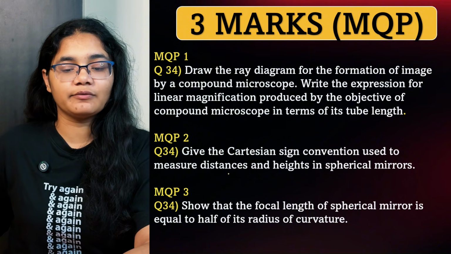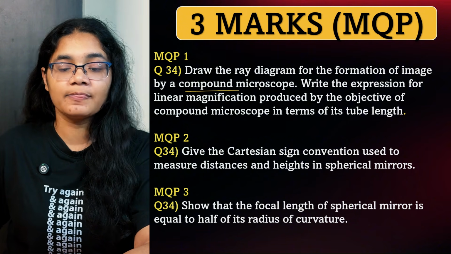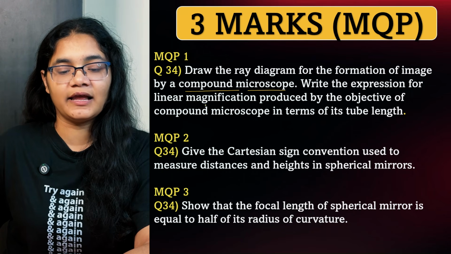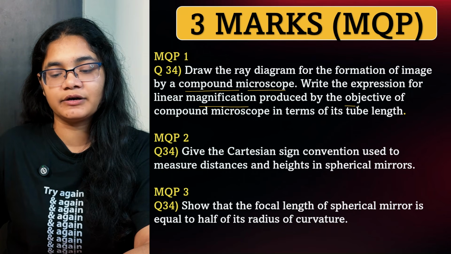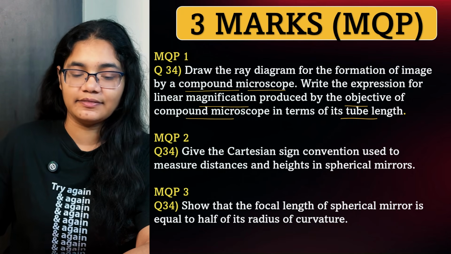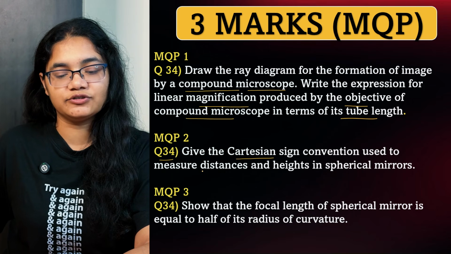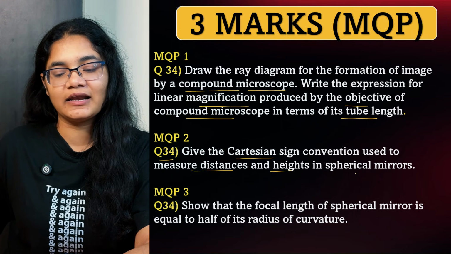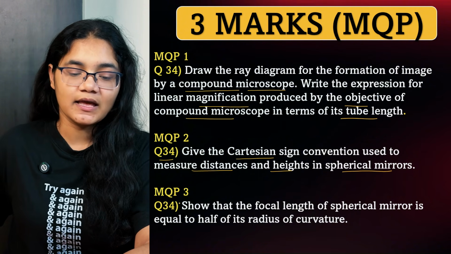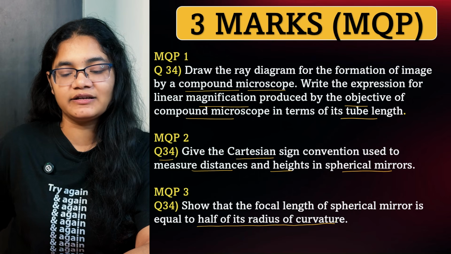Next, 3 marker model question paper 1. The question was, draw the ray diagram for the formation of image by a compound microscope. Write the expression for the linear magnification produced by the objective of compound microscope in terms of its tube length. Next, model question paper 2, question number 34. Give the Cartesian sign convention used to measure the distances and heights in the spherical mirrors. Model question paper 3. Prove that the focal length of spherical mirror is equal to half of its radius of curvature.